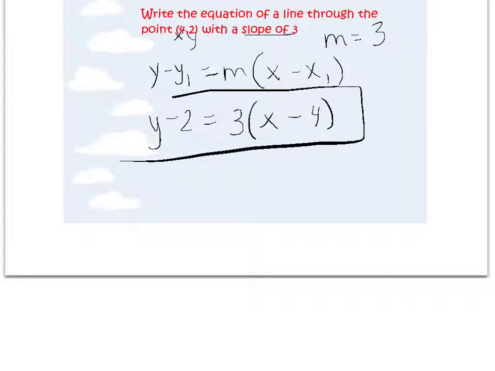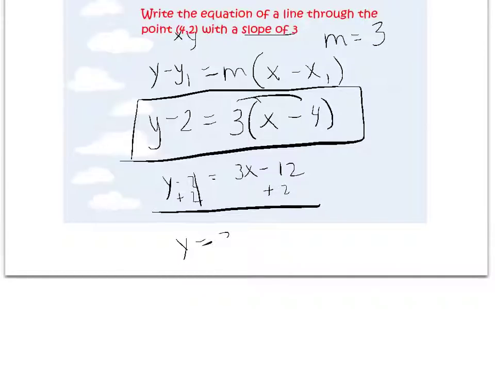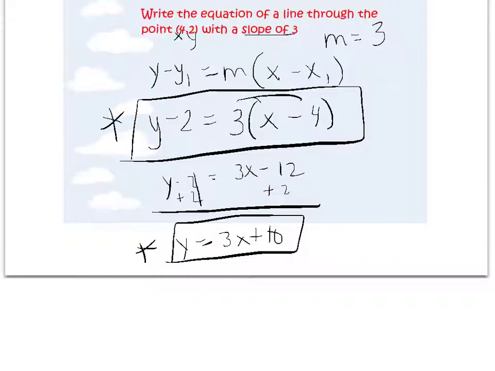Now we didn't have to do that extra work to solve for the y-intercept. If you wanted to, we could. I could distribute the 3. y minus 2 equals 3x minus 12, and solve for the y by adding 2 on both sides. And now I have y equals 3x minus 10. Both of these equations are the exact same line. They're just written in a different format. You're allowed to choose whichever method you prefer.